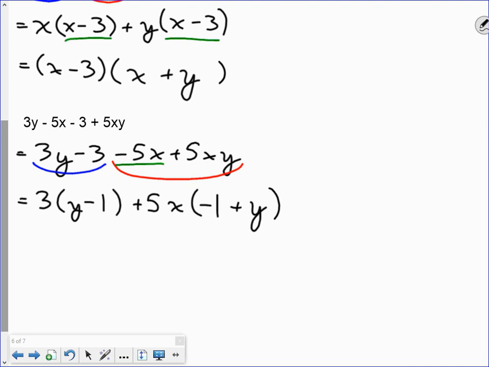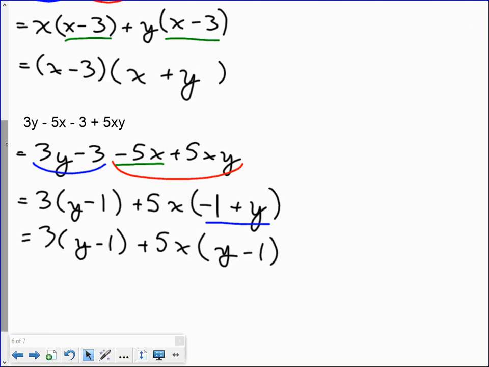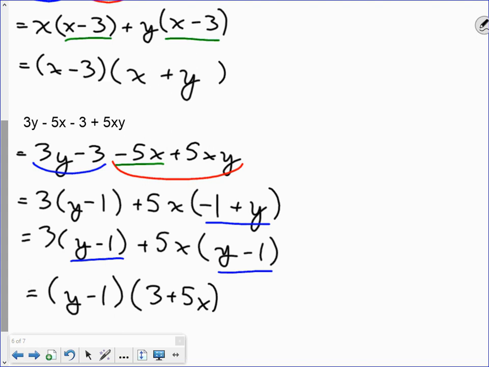Now, you might look at this and say that my binomial is not common, but I can rearrange these two terms because they're just added together. So I can rewrite this as 3 times y minus 1 plus 5x times y minus 1, instead of negative 1 plus y. Now it becomes obvious that the y minus 1 is common to both terms. So we can factor out the y minus 1. And what are we left with? We're left with the 3 plus the 5x. So we've got our expression written in its fully factored form.